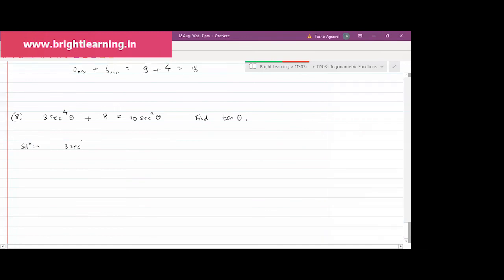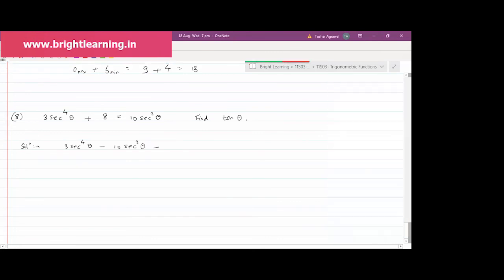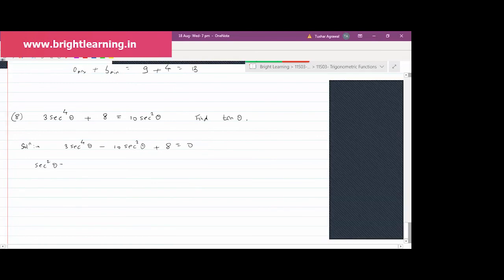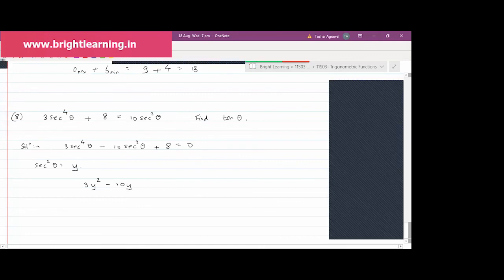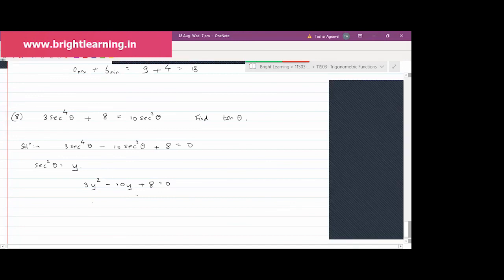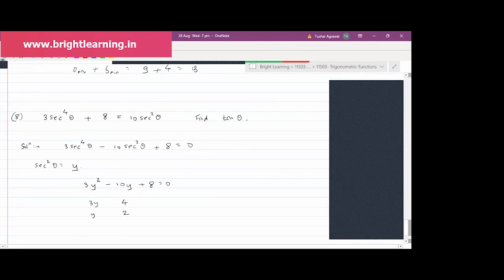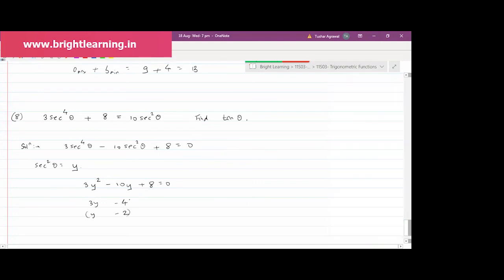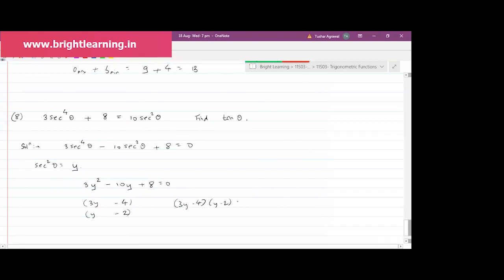3 times sec raised to 4 theta minus 10 times sec square theta plus 8 is equal to 0. Think of sec square theta as y, so sec raised to 4 theta becomes y square. Can you see? 3y square minus 10y plus 8 equals 0. If you factorize this, it is 3y minus 4 into y minus 2. Factorization of a quadratic.